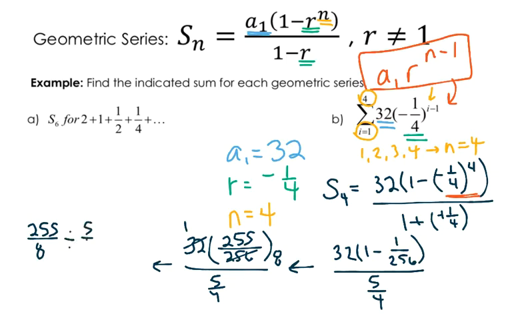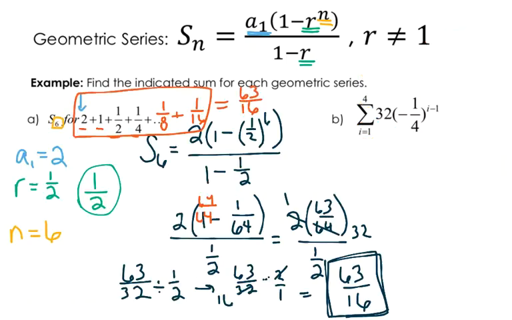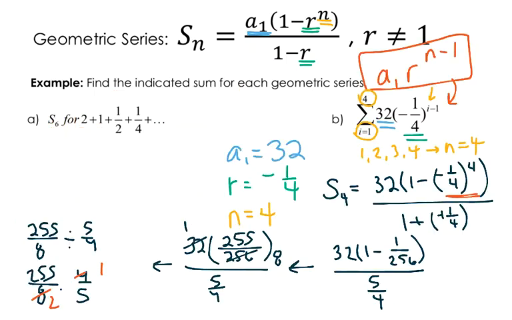Remember, dividing is the same as multiplying by the reciprocal. So times 4/5. We can reduce here. That becomes a 1. That becomes a 2. Oops. I can simplify my 5, and that becomes 51. So my final answer is 51 over 2. And yes, I do want you to leave it as a fraction.